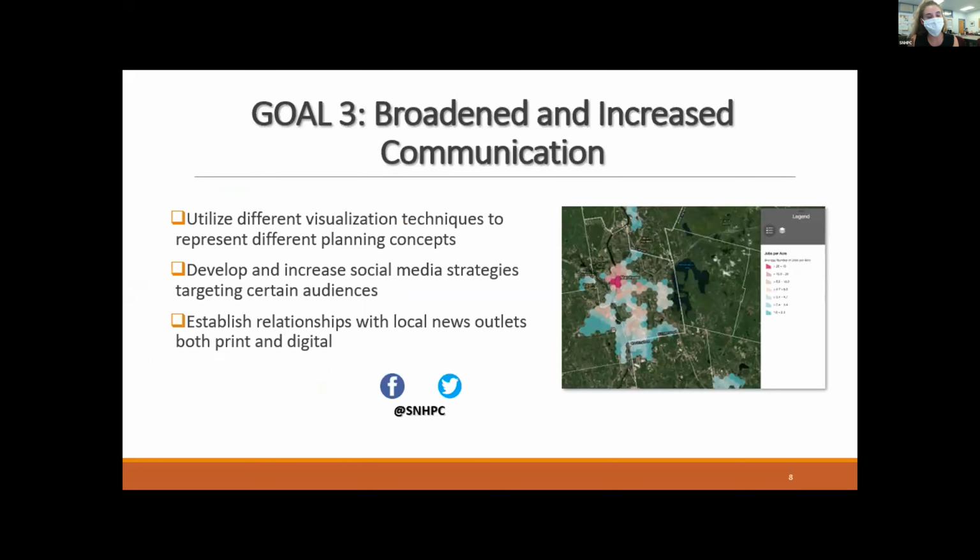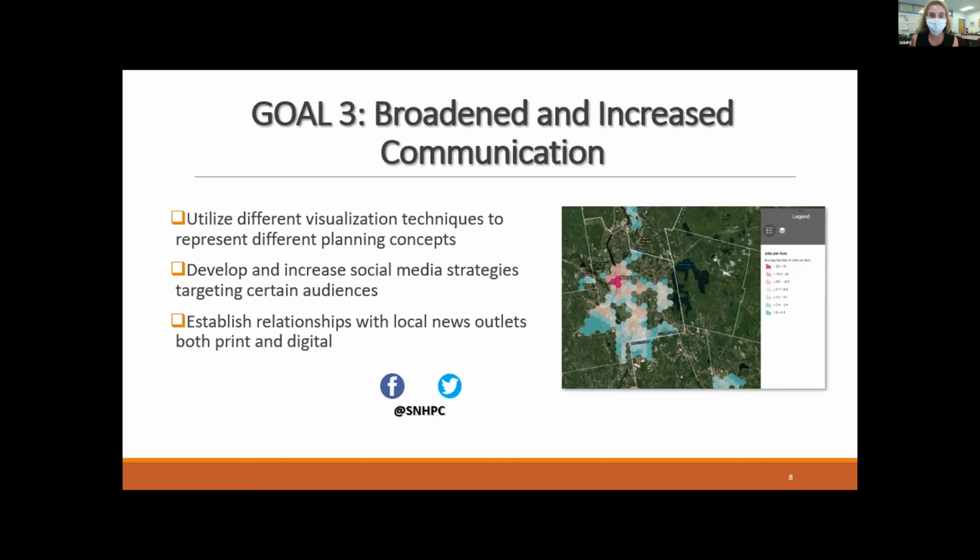Our third goal is to broaden and increase our communication. We would like to continue to use different visualization techniques to represent different planning concepts. On the right, you'll see a job density map created by our GIS planner. We'd like to utilize maps like this that help represent different data and issues that we're covering.